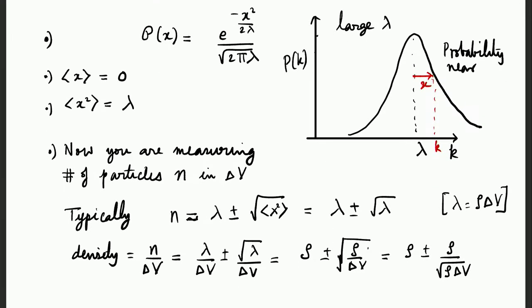So now given the distribution, every time you measure how many particles are in delta V, what did you expect? You expect your n to lie between these 2 points, right? Most of the time. Sometimes you may get some answer here, but most of the time when I measure k, I get some answer that lies between lambda plus minus the width of this distribution. So typically the value of n will lie between lambda, the mean value, plus and minus the width, which is root of x square, the standard deviation, which is lambda plus minus root lambda.